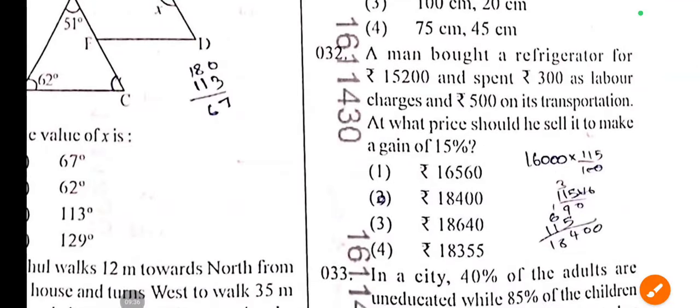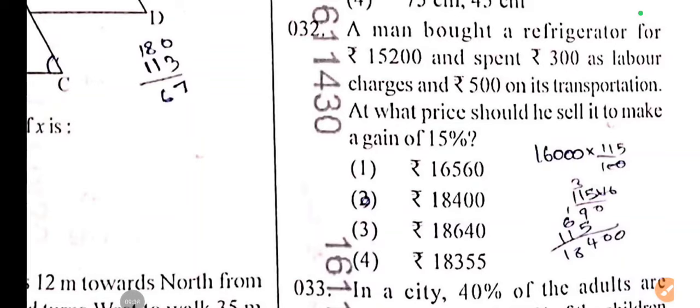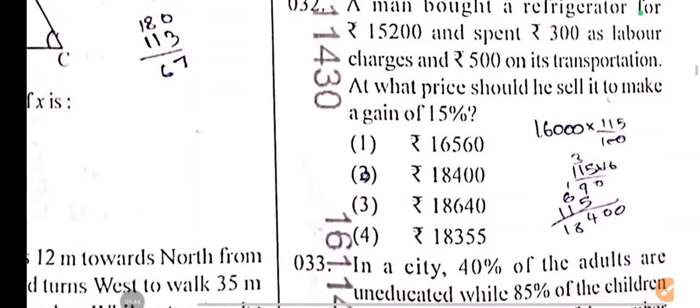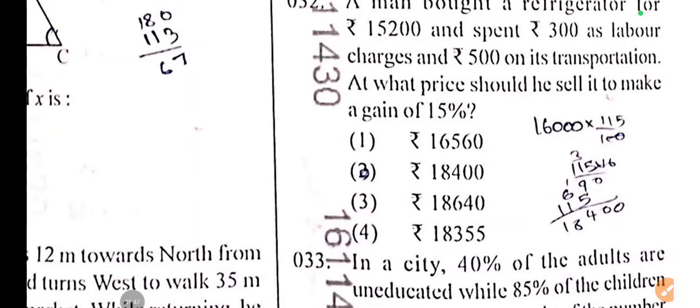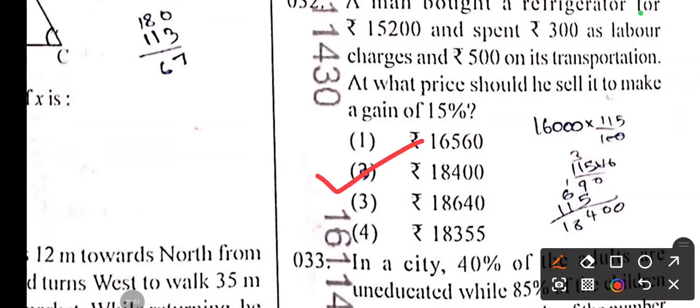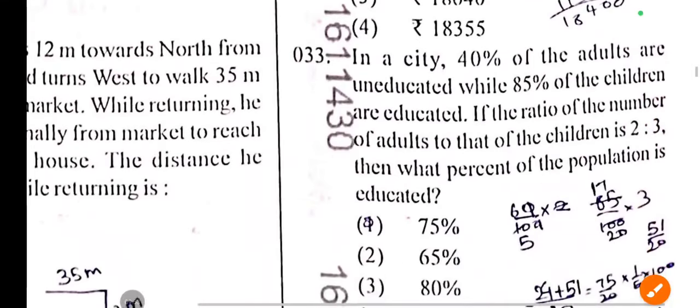32. A man bought a refrigerator for rupees 15,200 and spent rupees 30 as labor charge and 500 as its transportation. What price should he sell it at to make a gain of 15%? Option 2, rupees 18,400.